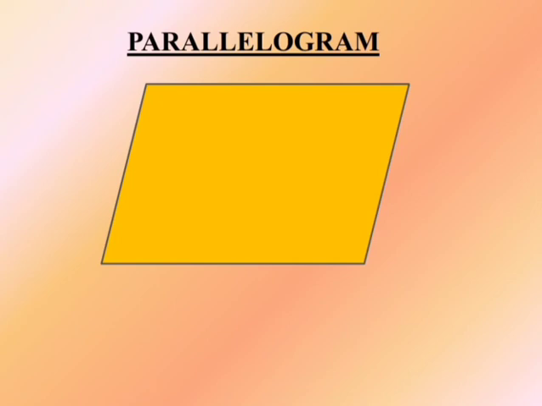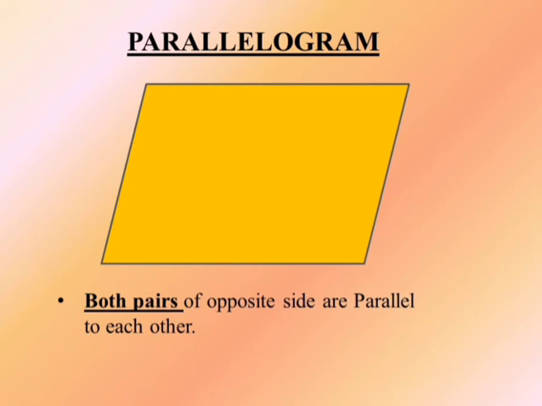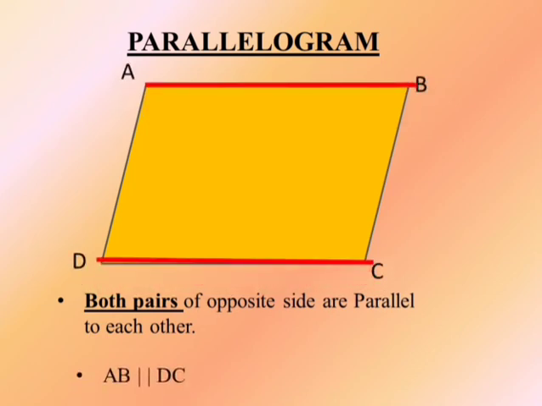The next we have is the parallelogram. This is the quadrilateral wherein both pairs of opposite sides are parallel to each other. That means AB is parallel to DC and AD is parallel to BC.